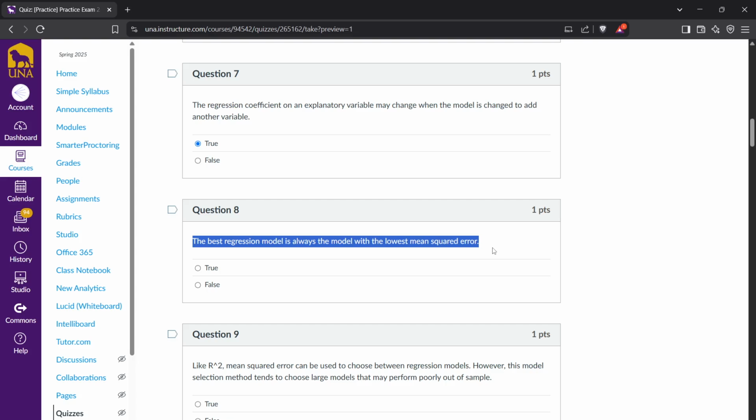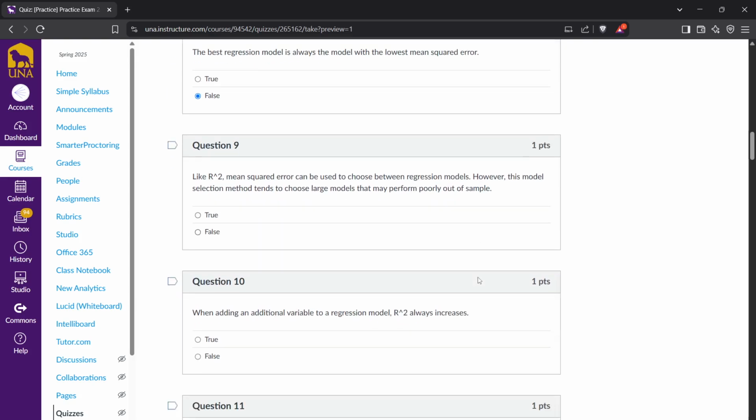A corrected mean squared error or adjusted R squared. There are many different ways that you could try to compare models, but that is not going to be foolproof. So even if I had a degrees of freedom correction in the denominator, I would still say false to this question. All right, just one tool that might be helpful, not guaranteed.